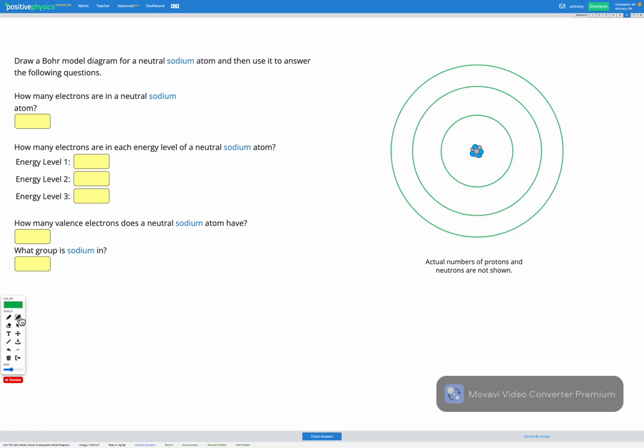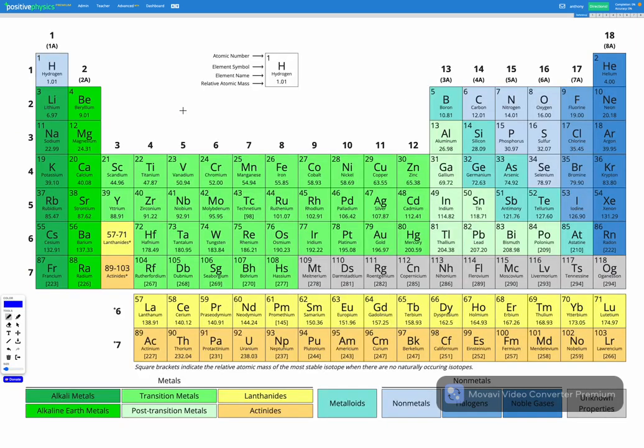In this question, we're going to draw a Bohr model diagram for a neutral sodium atom. To do that, the first thing we need to know is how many electrons are in a neutral sodium atom. To figure that out, we're going to look at our periodic table and find sodium. So sodium is here. And we're going to look for the atomic number of sodium, which is this one in the top left, 11. So sodium has an atomic number of 11.